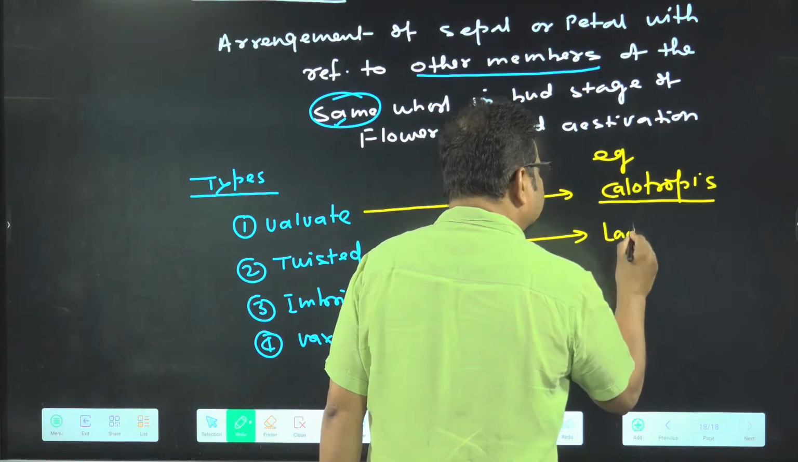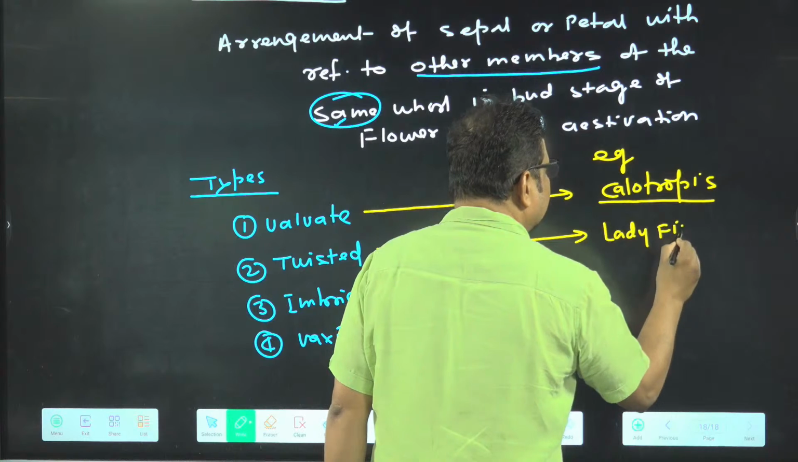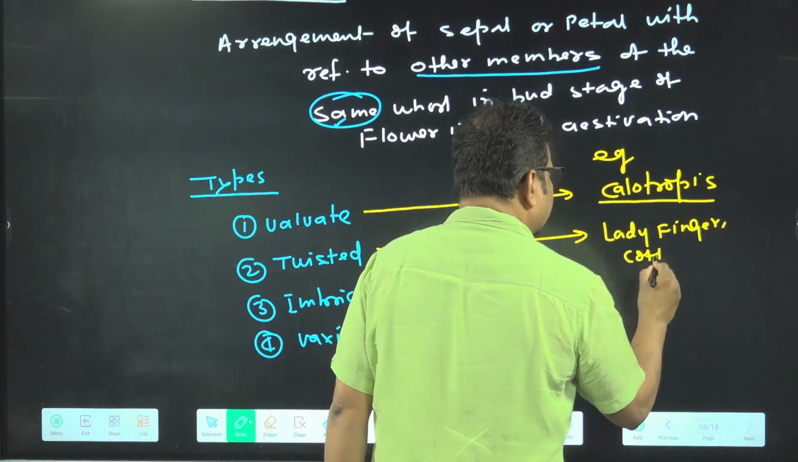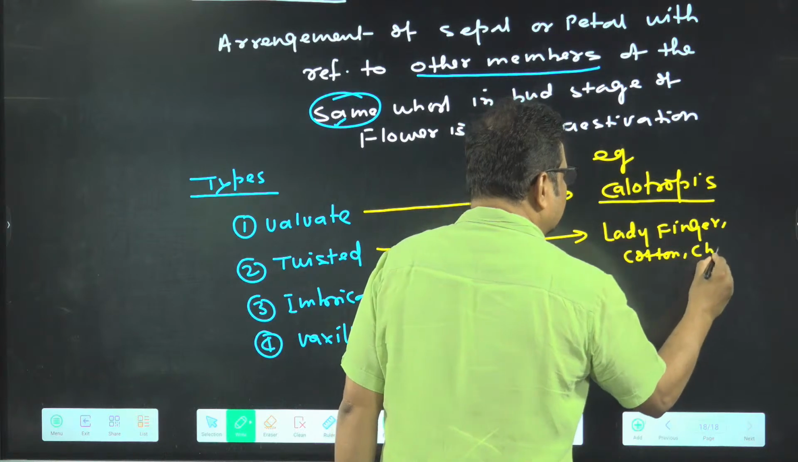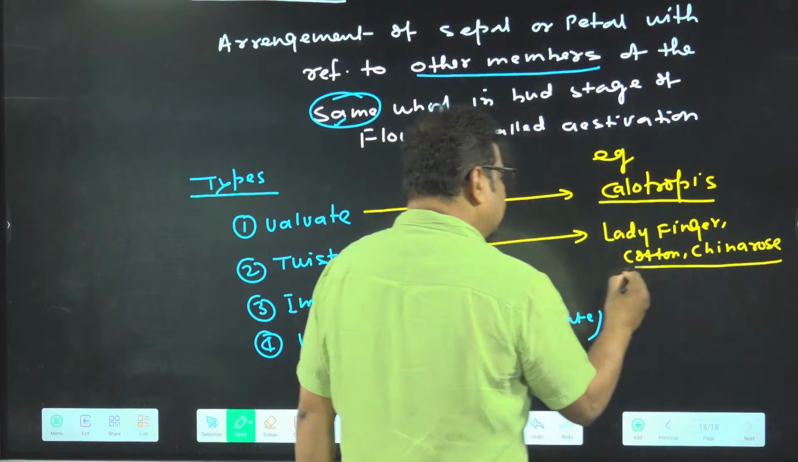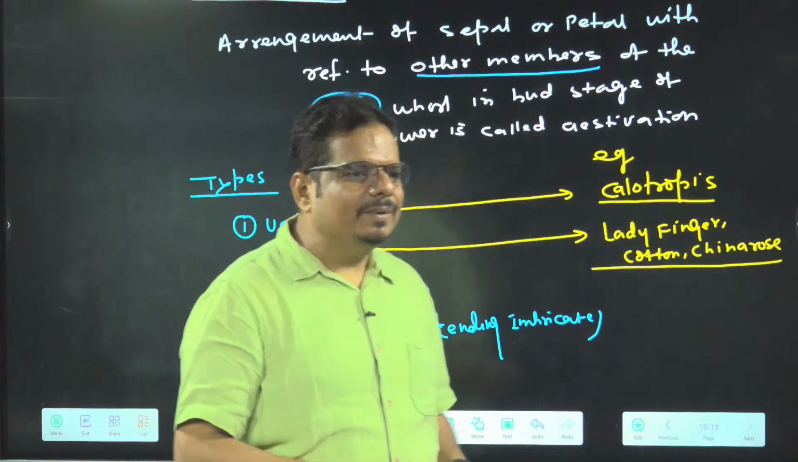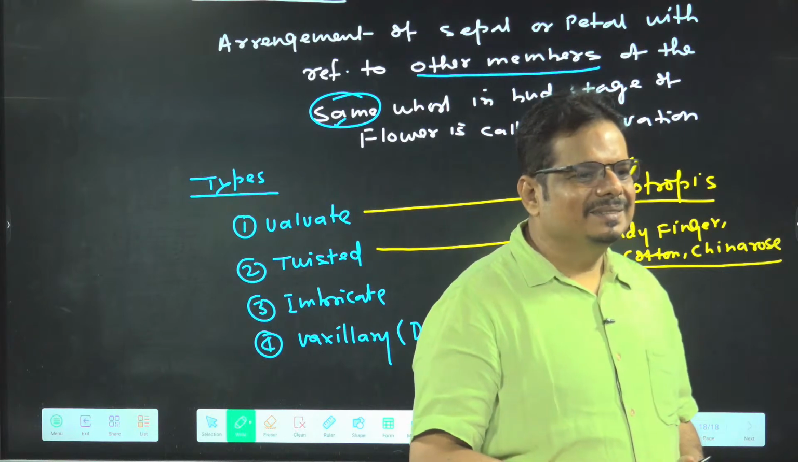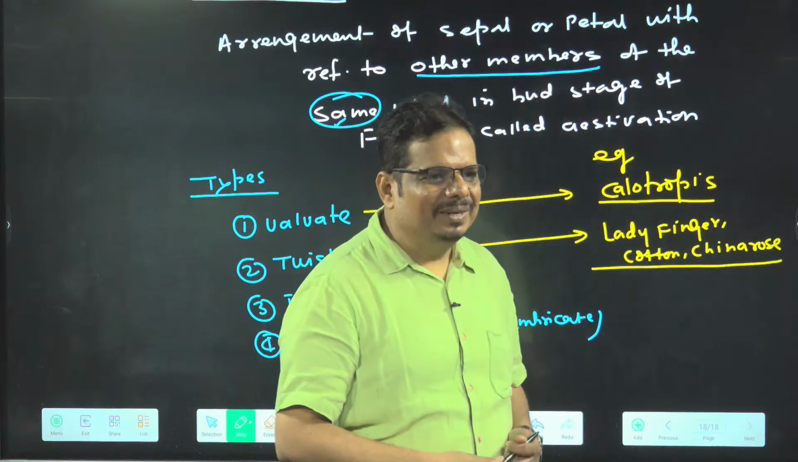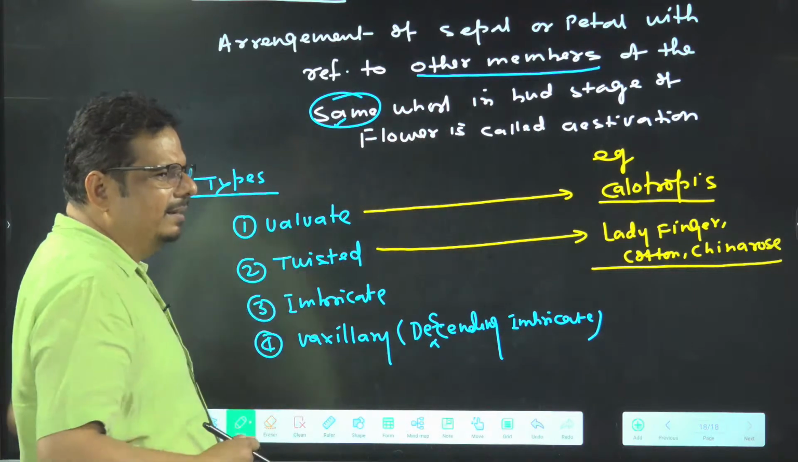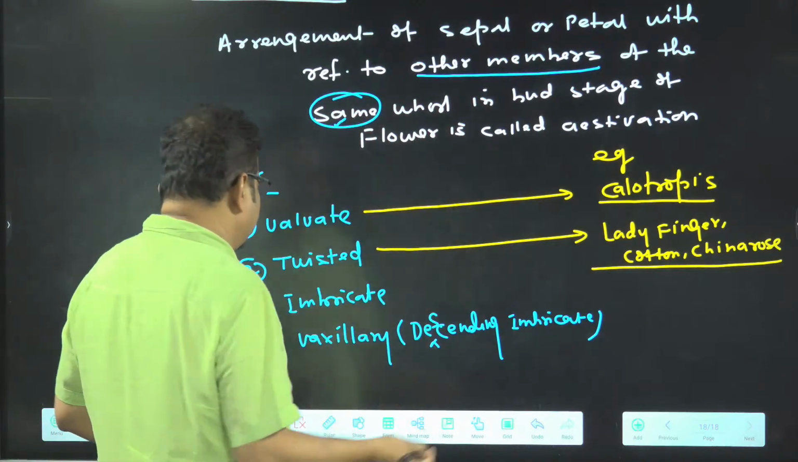Lady finger, cotton, and China rose. China rose belongs to which family? Malvaceae. Very good. Malvaceae is not mentioned in NCERT, but keep it in mind. In some options, sometimes they ask.